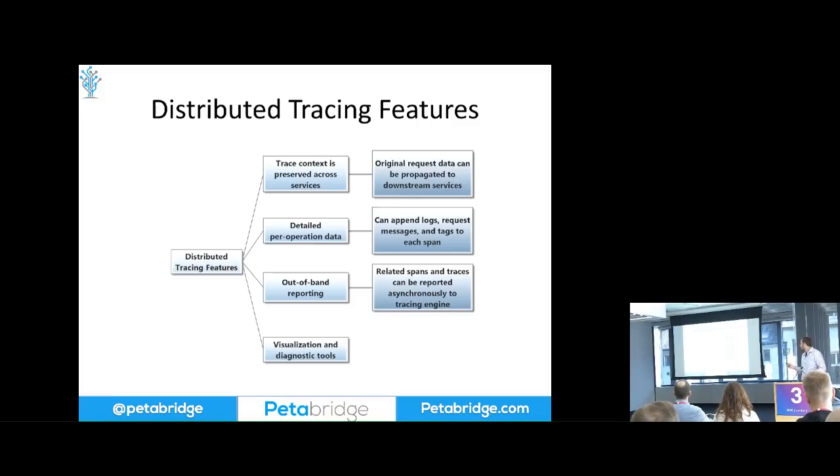And lastly, the tracing engines themselves typically ship with, and this is one of the things that you're going to want to think about if you end up picking a distributed tracing tool, is what does this part look like? They'll offer you some really good visualization and diagnostic tools for doing things like searching for specific types of trace data, or being able to correlate different types of similar looking requests together.